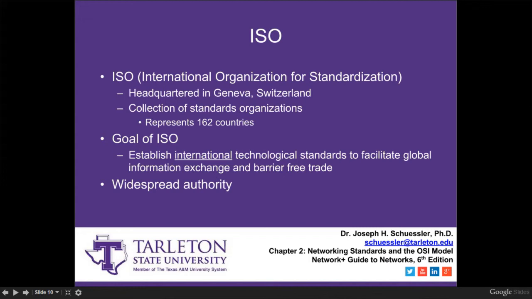The ISO, the International Organization for Standardization, is a collection of standards organizations from a variety of different countries around the world. And the goal of the ISO is to establish international technological standards to facilitate global information exchange and barrier-free trade. So the idea is that we can develop our standards to really allow us to operate globally rather than focusing just in Europe or just in the United States or just in Asia. We want to be able to eventually get to a point where our communications equipment and devices work regardless of where you are in the world. So it's pretty widespread authority.